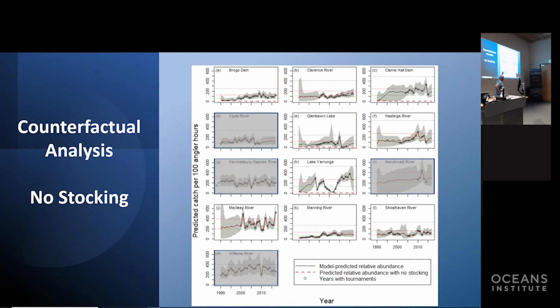And so now the unstocked systems are grayed out instead of having zeros on them. But these are the predictions from feeding that counterfactual, no-stocking fake data through. And you'll see that in the impoundments, like the Brogo Dam at the top, Carey Hall Dam, Lake Yarrawonga, the catch rates are the red dashed line, right? And so the red dashed line just drops to the floor. It predicts 0, right? And so what it's saying is if you didn't stock, there would be no catch.